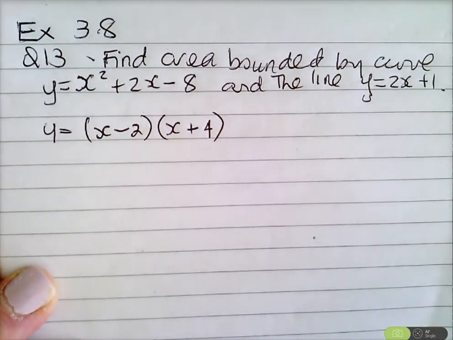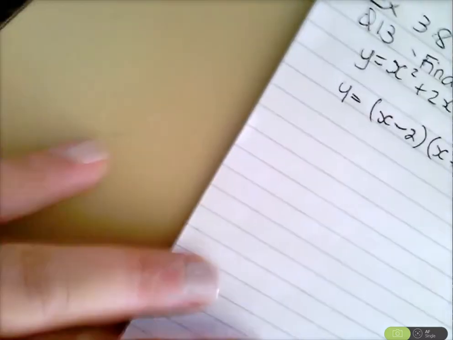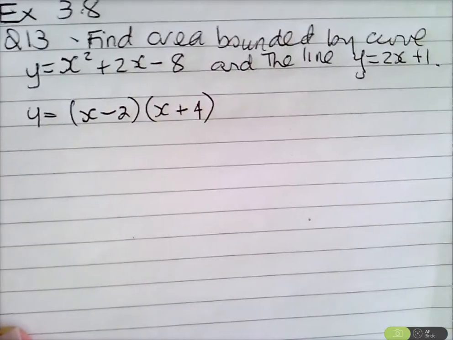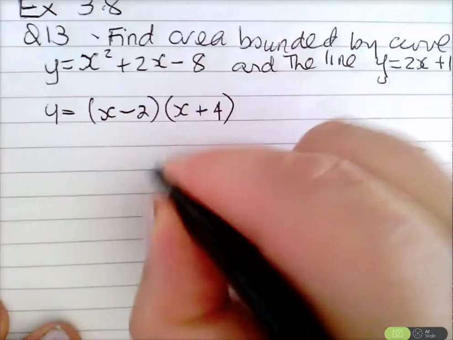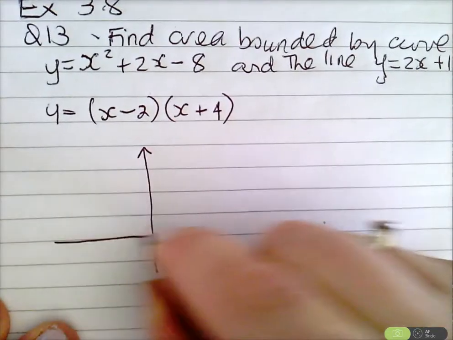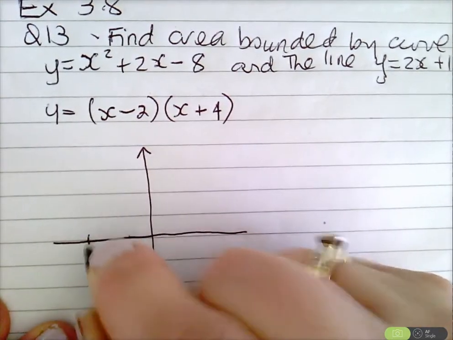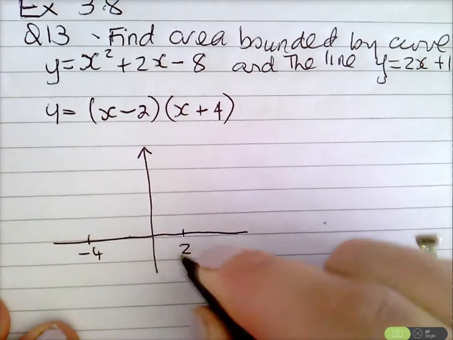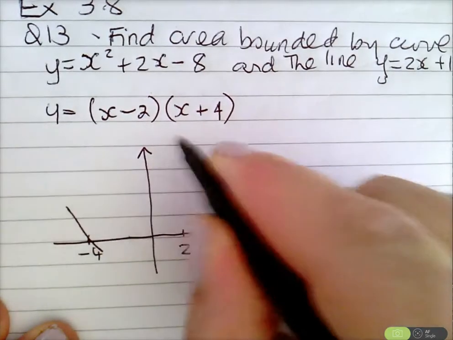So therefore, this is a concave up parabola. X intercepts at 2 and negative 4. You must sketch it. So we've got x intercepts at 2 and negative 4. It's concave up. What about the y intercept?